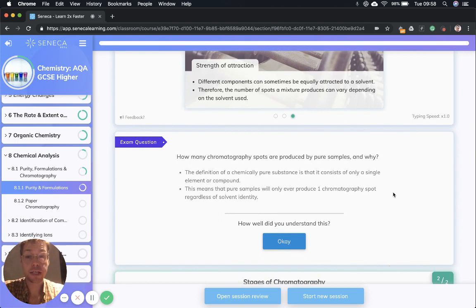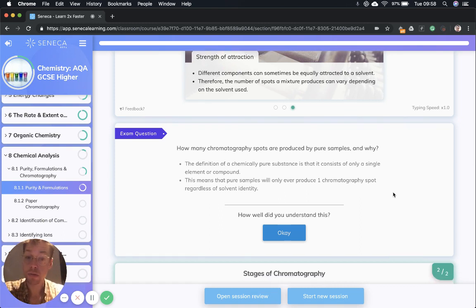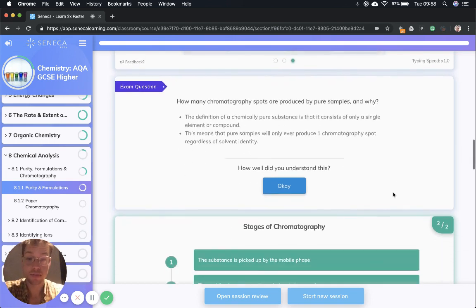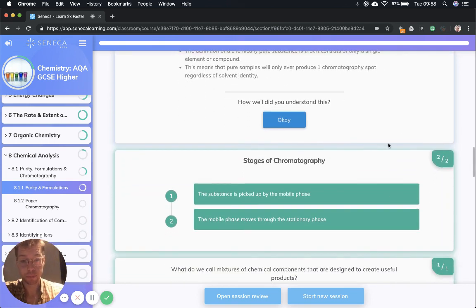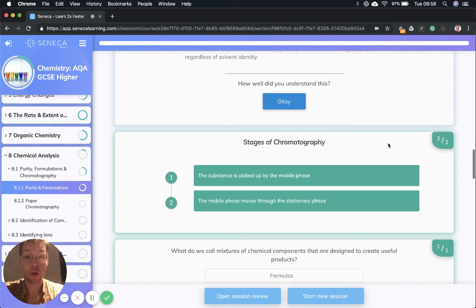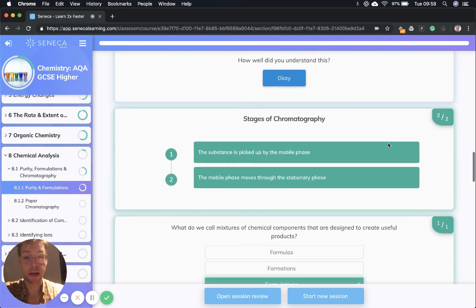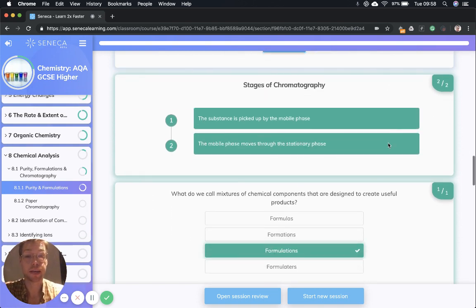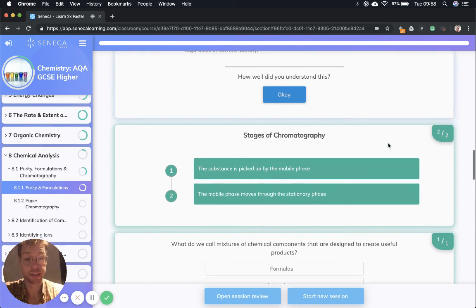Now, how many chromatography spots are produced by pure samples and why? Do you remember? The definition of a chemically pure substance is that it consists of only a single element or compound. This means that pure samples will only ever produce one chromatography spot, regardless of solvent identity. Okay? So, what are those two stages of chromatography? We have the mobile phase, where the substance is picked up, and then the second phase is when the mobile phase moves through the stationary phase.